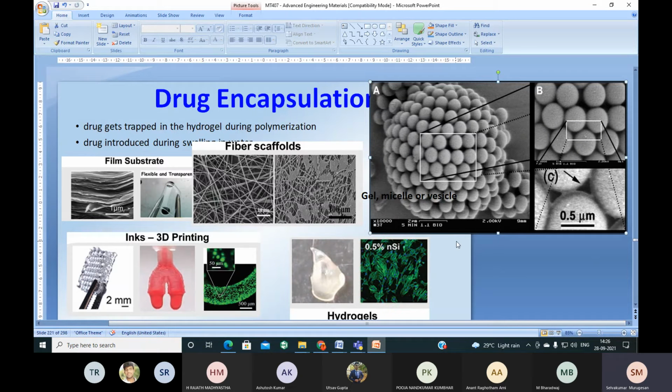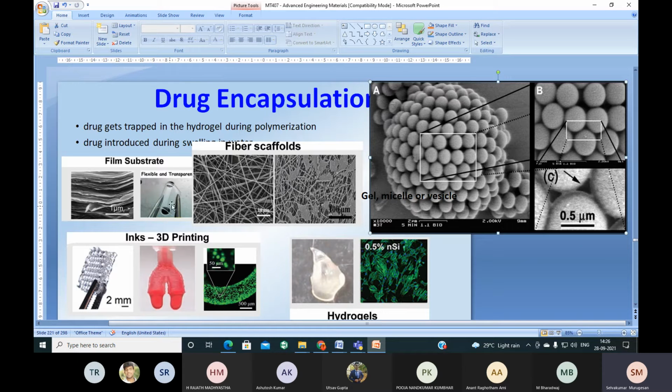Now, we are going to load the drugs into these different carriers: films, fibrous scaffolds, micellar vesicles, and 3D printed structures, etc. Then we will study what percentage of drugs can be encapsulated in the carrier, and how the drug releasing efficiency or characteristic will be.